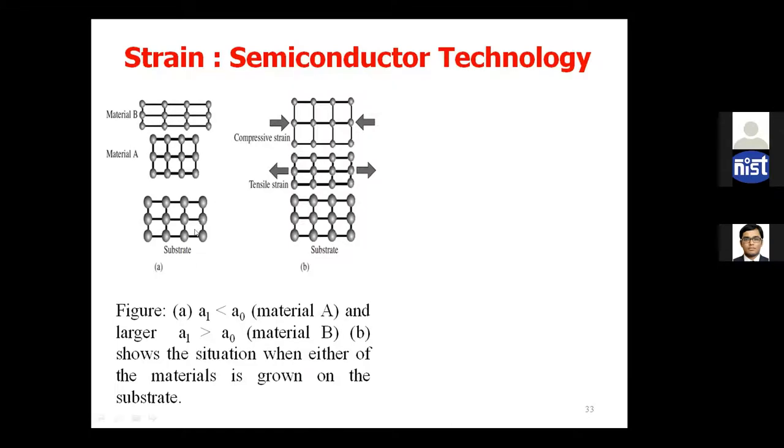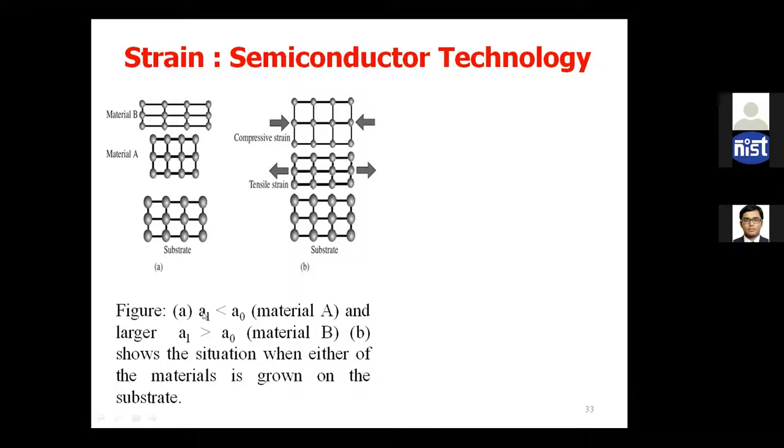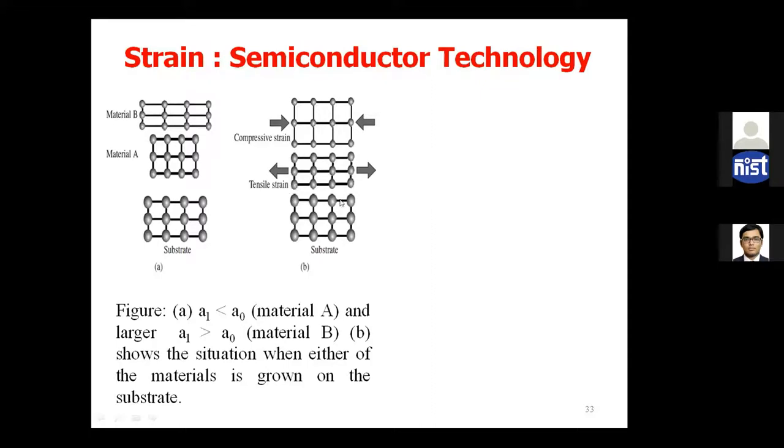This one is the substrate, with lattice constant a0. Now, if your material A has lattice constant a1, and if a1 is less than a0, and you want to grow this material A over the substrate, you should expand it. The strain which develops across the interface is called tensile strain.